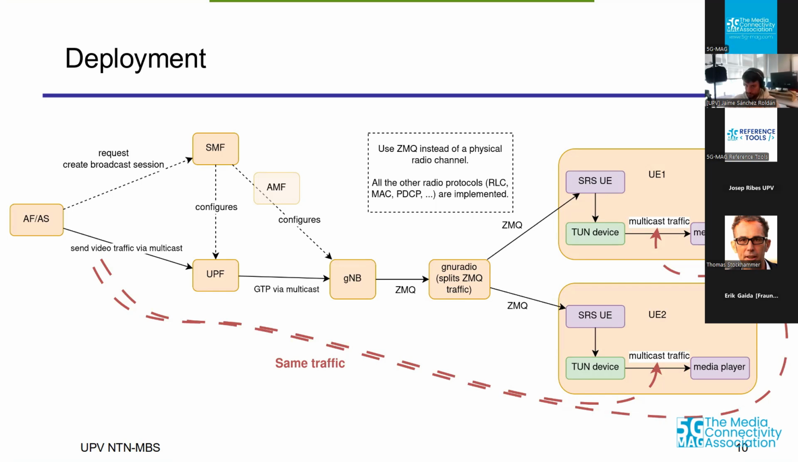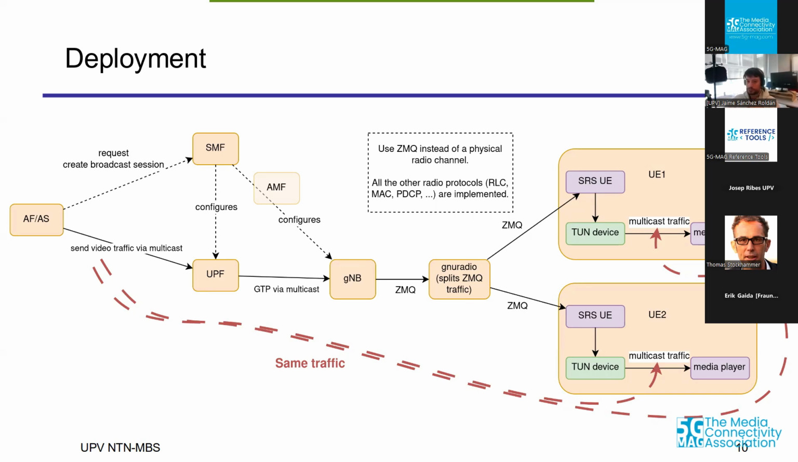The implementation right now supports using one gNodeB and two UEs. So you can see that two UEs at the same time are receiving the same traffic, but we're only sending the traffic once from the UPF.